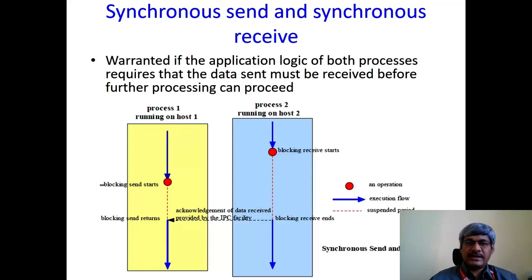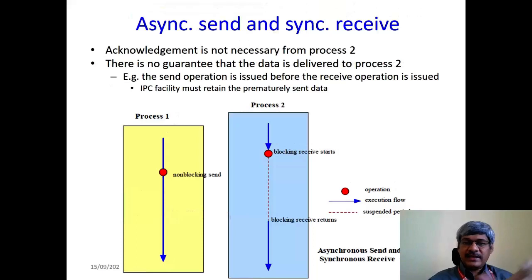Now let us look at the second type. The sending is asynchronous, that is non-blocking, and the receiving is synchronous. Again we go with the same thing. A blocking receive is issued by process 2, so it is waiting, but process 1 issues a non-blocking send. That means the data is sent, and process 2 receives the data. Once it is done, the process continues execution with process 2.